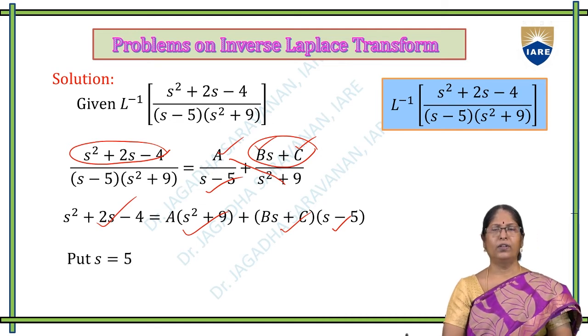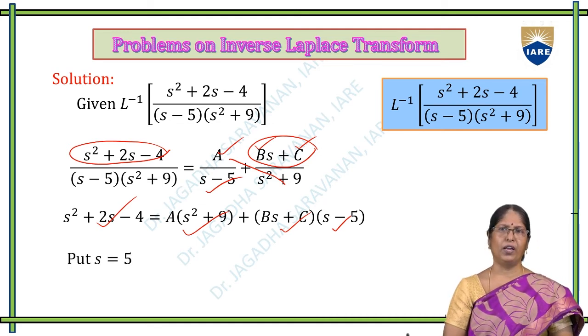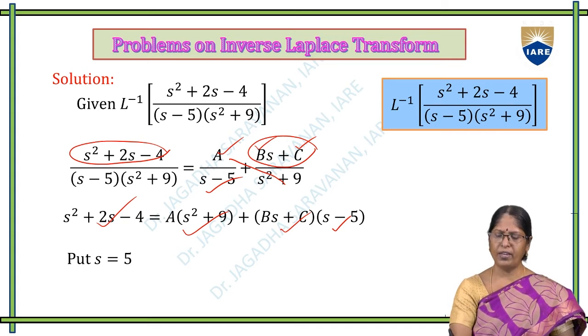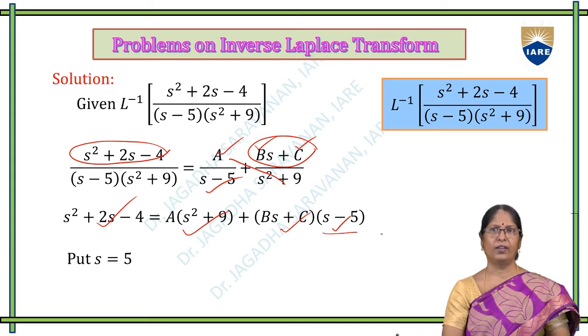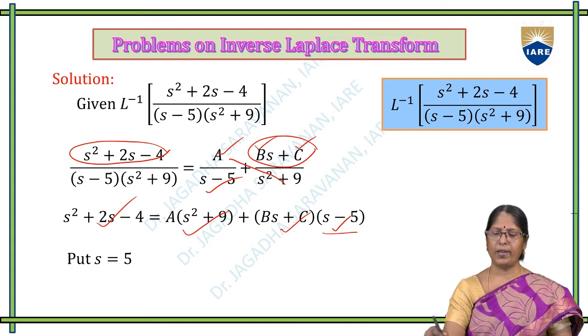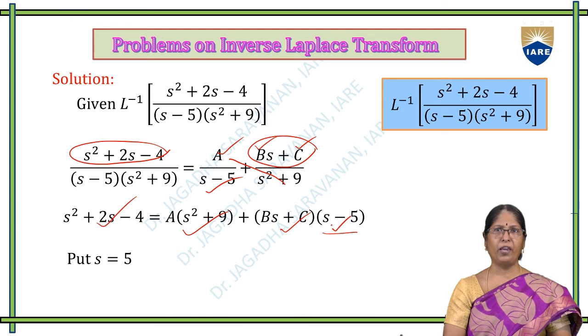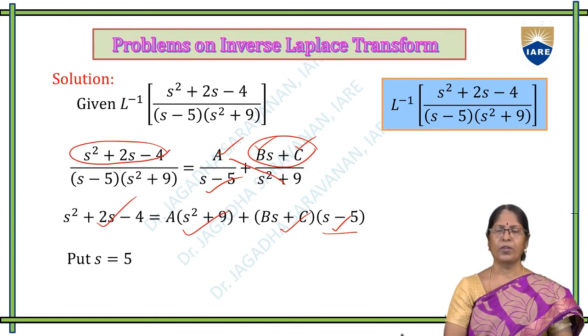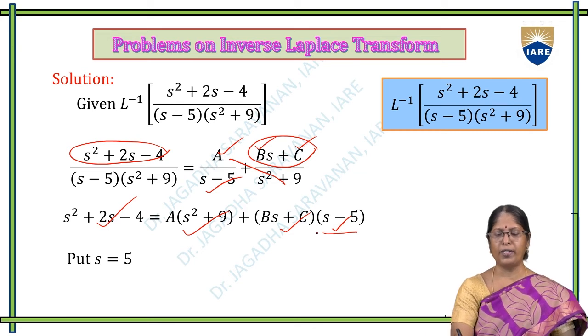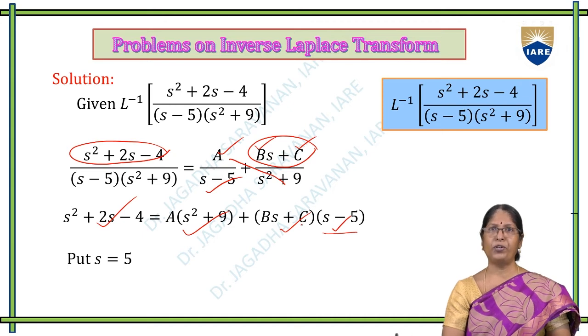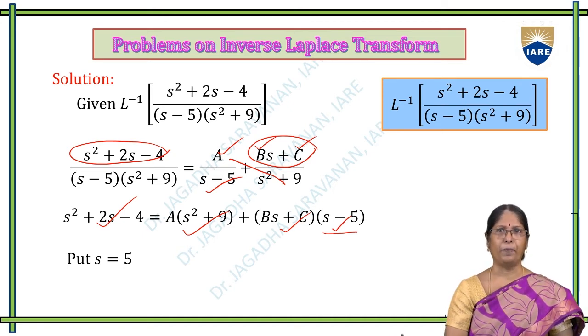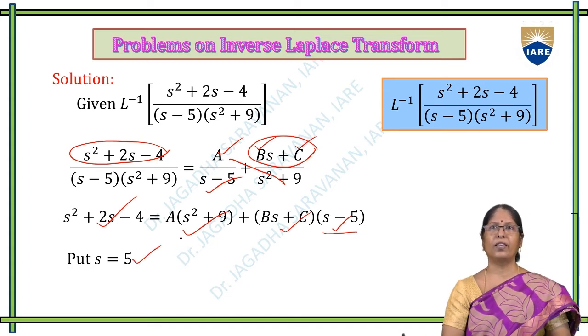We will solve. Any method we can adopt. We are finding here s minus 5 is there. If you take s equal to 5, definitely these variables will be cancelled. Our aim is to find the value of A, B and C. So the possibility is taking this, the B and C are getting cancelled, and there is a possibility of getting our A. So the main reason that we are selecting, put s equal to 5.